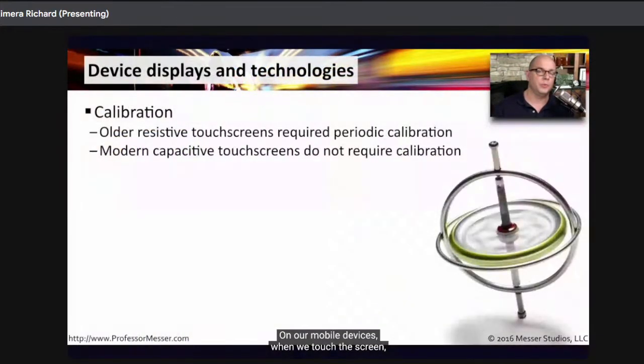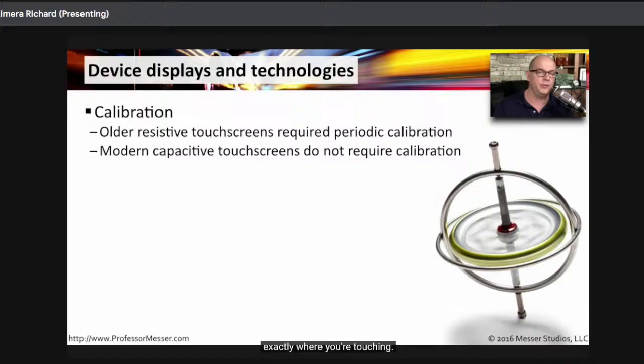On our mobile devices, when we touch the screen, we want to be sure the operating system knows exactly where we're touching. On older devices, we had these resistive touch screens that required that you periodically calibrate the screen so that the system knows exactly where you're touching. But the capacitive touch screens that we use in today's devices don't require any type of ongoing calibration.